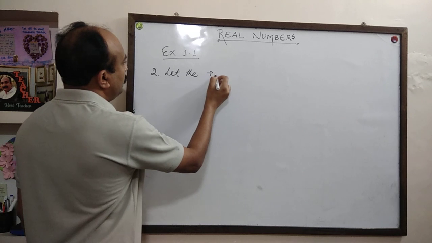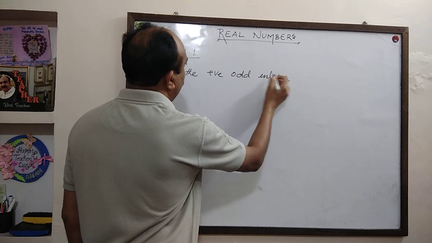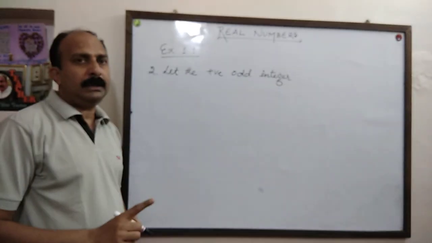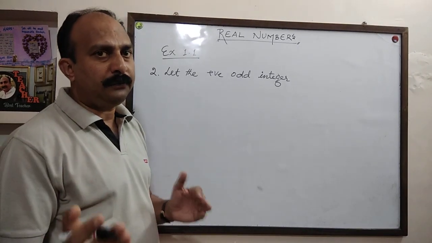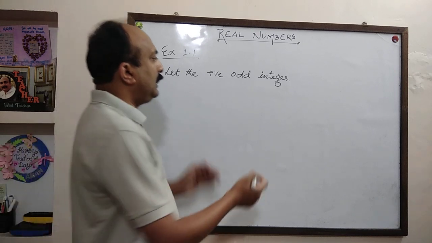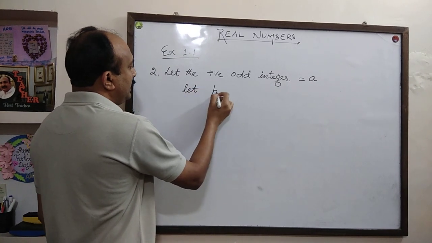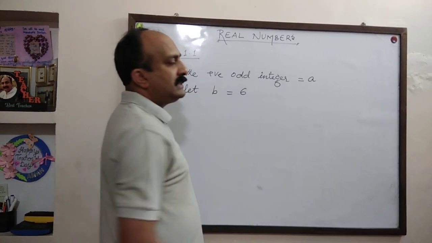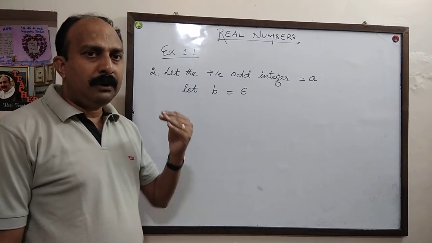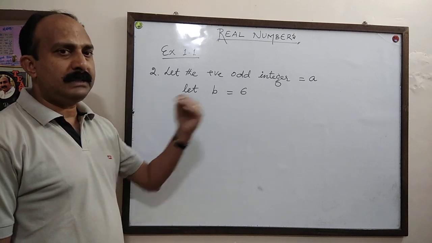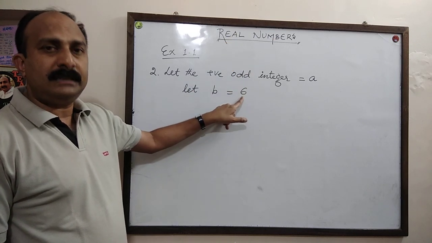the positive odd integer. We have to prove every positive odd integer can be expressed in the form of 6q plus 1 or 6q plus 3 or 6q plus 5. So that positive odd integer is taken as A. And let the divisor here be 6. Why did we take it as 6? Because we have seen in the answer, we have to bring it in the form of 6q plus 1, 6q plus something. So by seeing that 6, we are taking the divisor as 6.